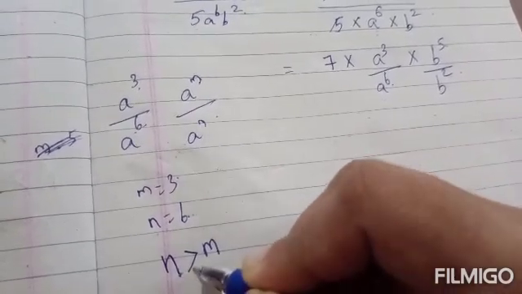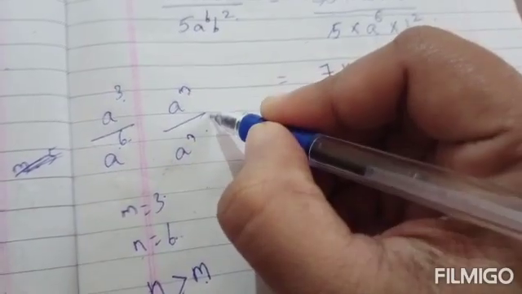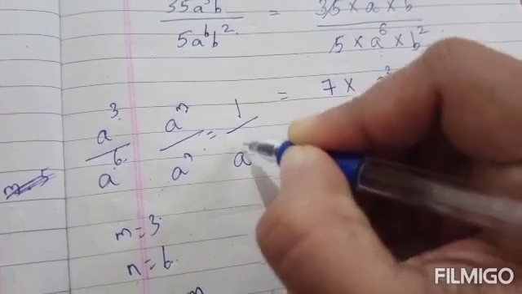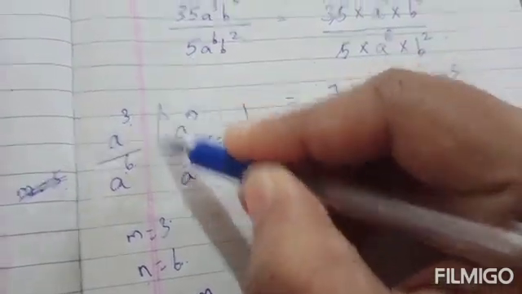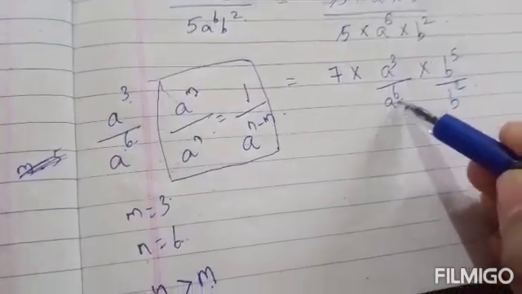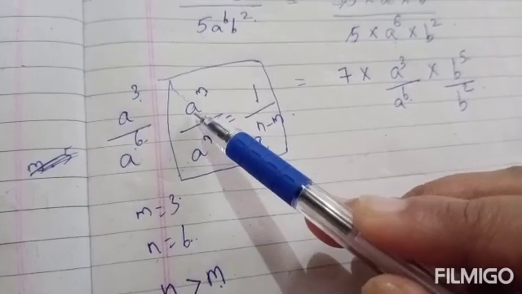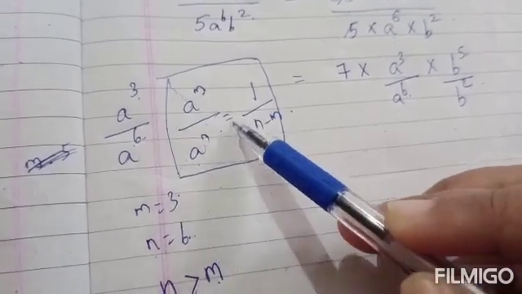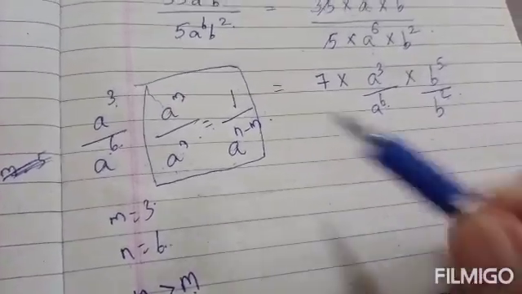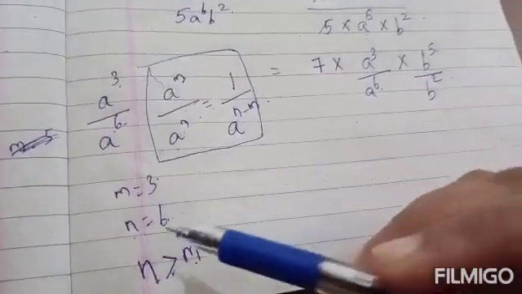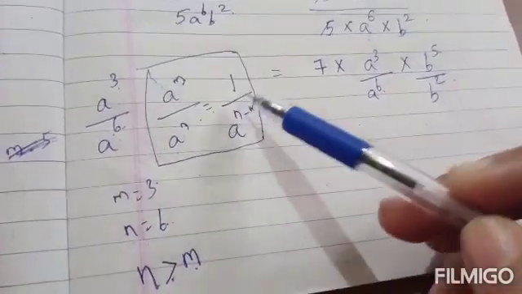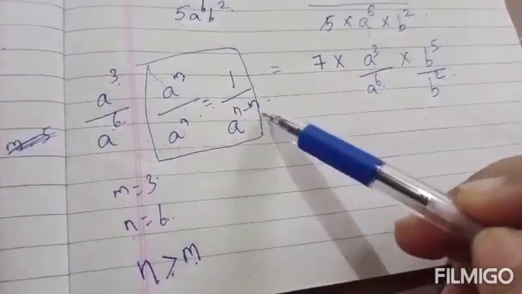So if n is greater than m, what is the answer? 1 by a raised to n minus m. This law we have to use here. In a cube divided by a raised to 6, you need to use a raised to m divided by a raised to n equal to 1 by a raised to n minus m. Since n is greater than m here, 6 is greater than 3, so we need to use 1 by a raised to n minus m.